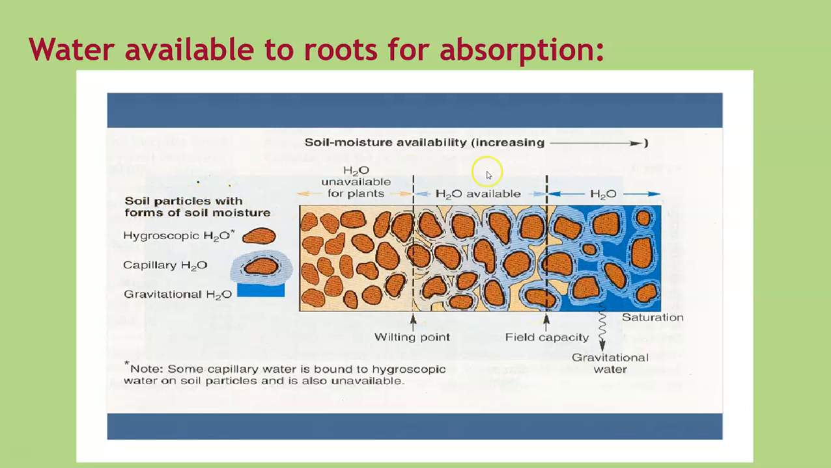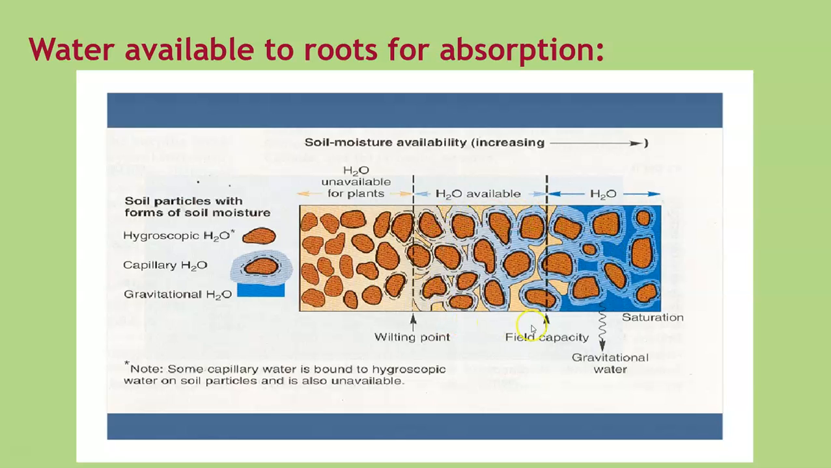So we can see here again in this diagram it shows soil particles with the forms of the soil moisture. We have the hygroscopic water. Again here the water is in combined form with the soil. And then we have the gravitational water here, where due to gravity most of the water has gone towards the lower levels of the soil, and this is the region where the roots cannot reach. So this water is also not available for our plants.